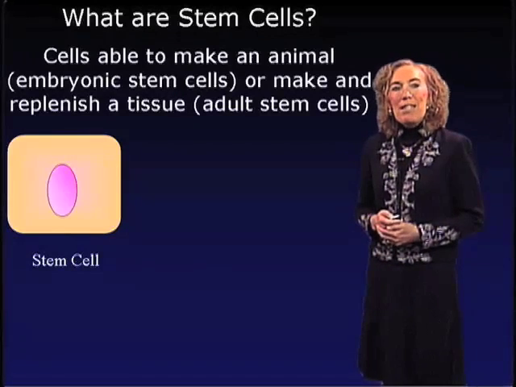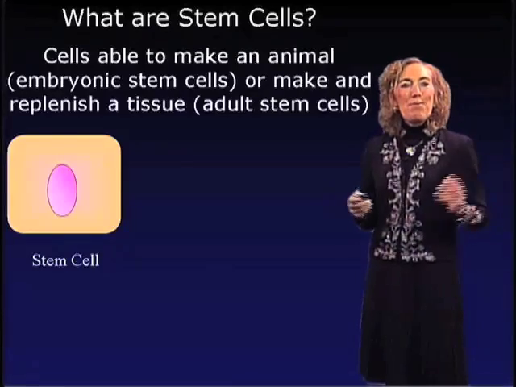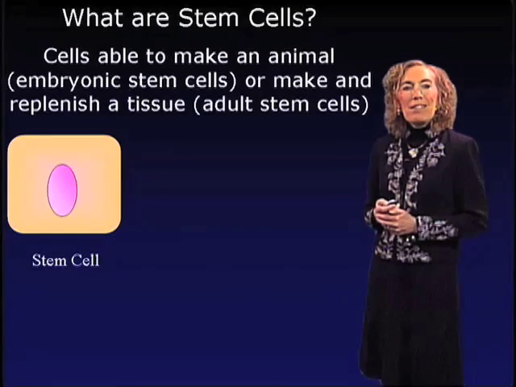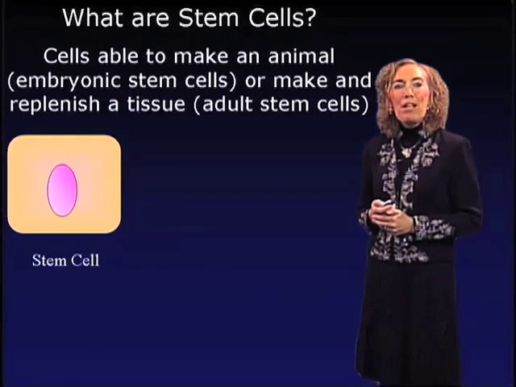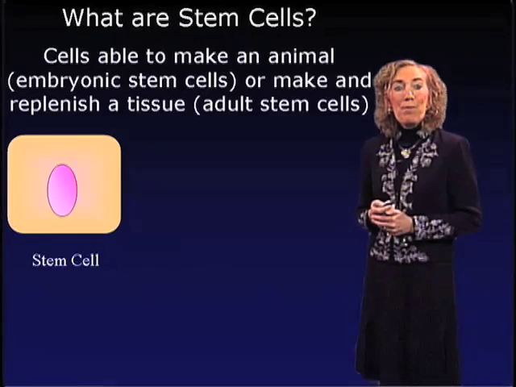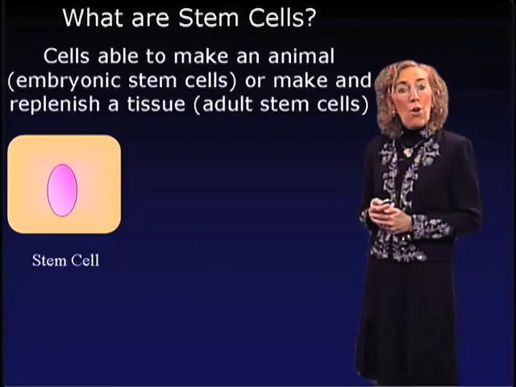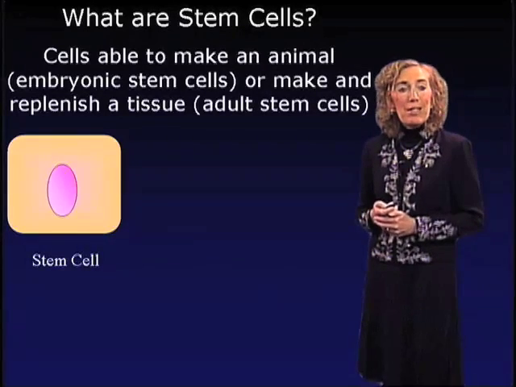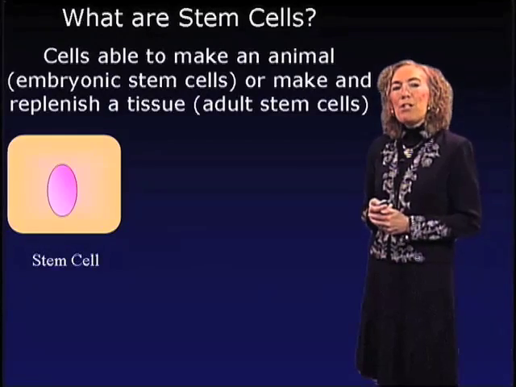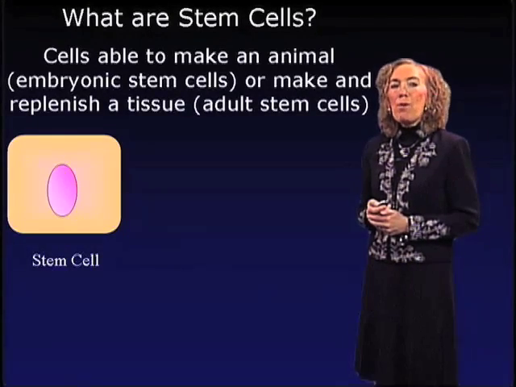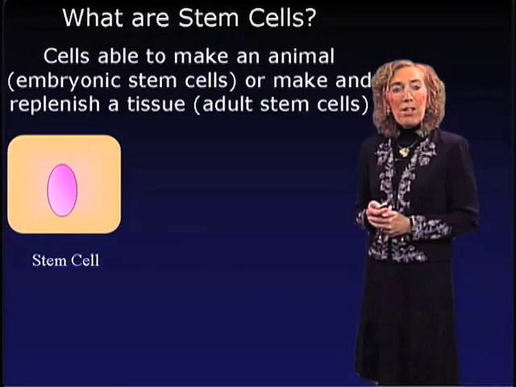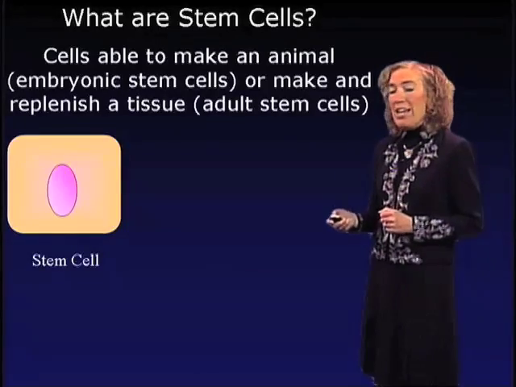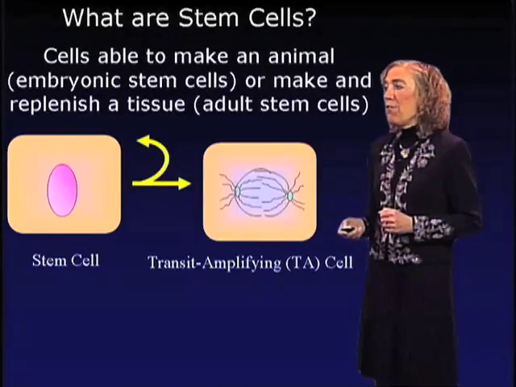We study stem cells, and I'd like to start with just a simple question. What are stem cells? Well, stem cells are cells that have the capacity to make an animal. Those are embryonic stem cells, or they can make and replenish a tissue, such as in adult stem cells. And stem cells of the body have the remarkable capacity to undergo a process that we call self-renewal. These cells are able to divide endlessly to generate self.